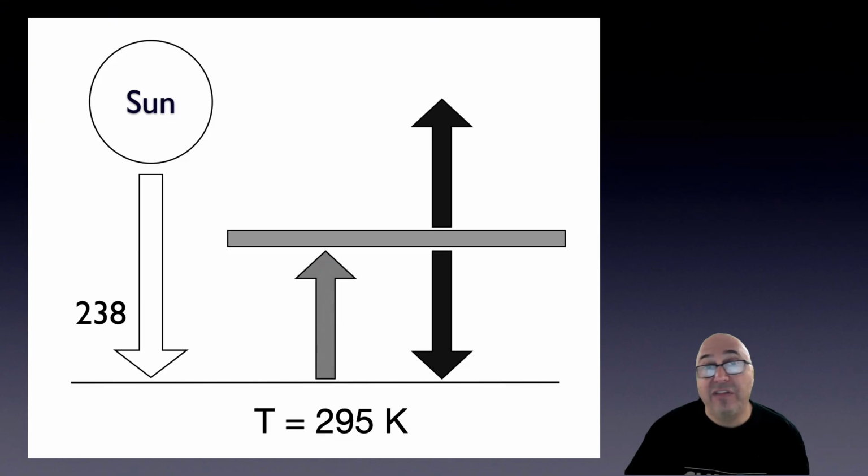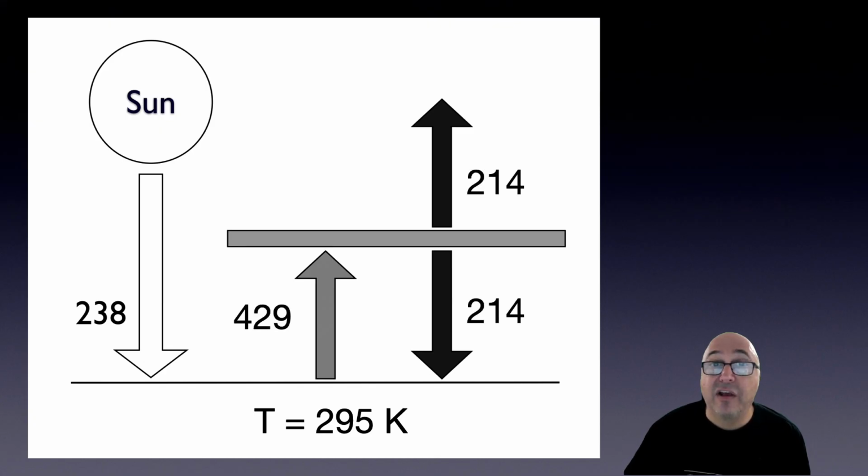So now let's imagine that a little while later, the planet is now 295 Kelvin. Please pause the video and work out the fluxes on the arrows. Something like this will be on the exam, so it's important you know how to do this. So here are the fluxes. The surface is 295 Kelvin.